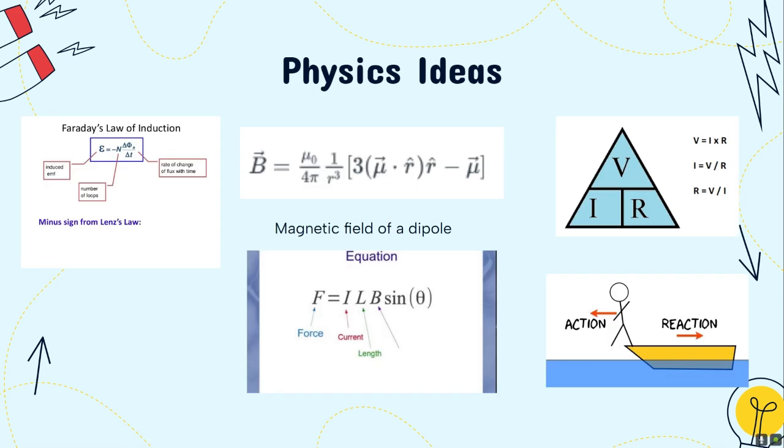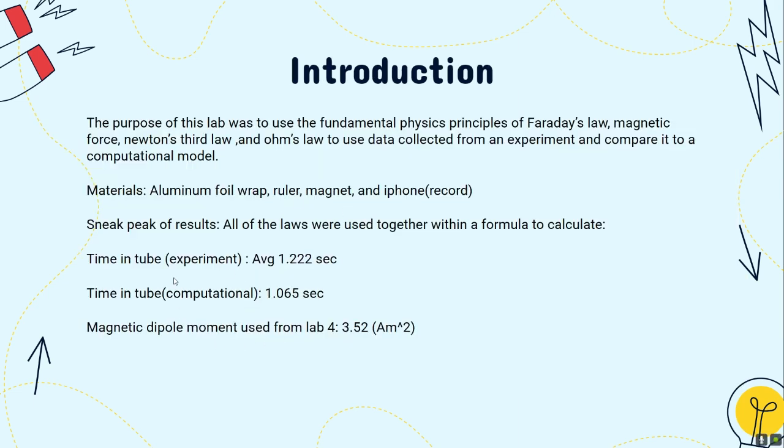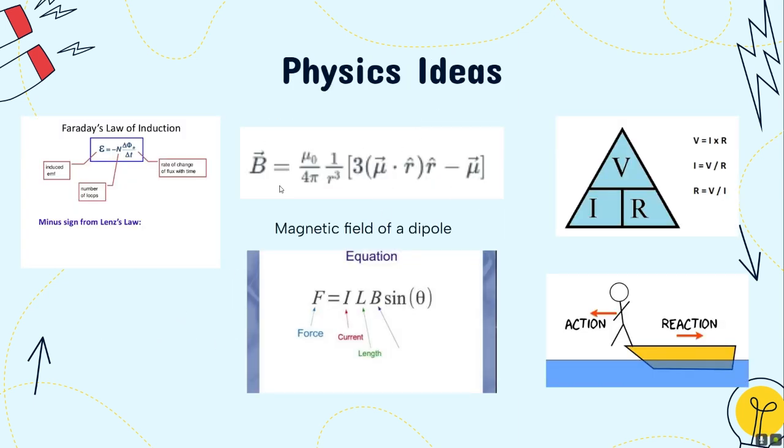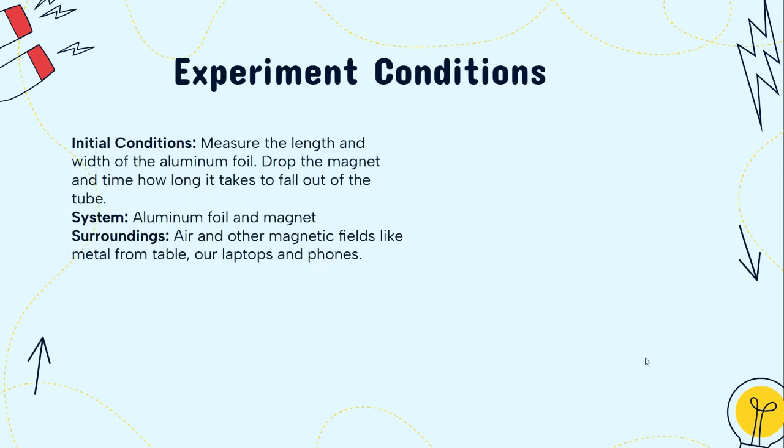Physics ideas. The main one is Faraday's law, which states that an induced EMF occurs when there's a change in magnetic flux over change in time. Then we use this equation of magnetic field calculated with the magnetic dipole moment from lab 4 to calculate the magnetic field, which is then used with this formula for magnetic force: current times length times magnetic field times sin theta. And this is Ohm's law, which states that voltage equals current times resistance, as we've seen before. And Newton's third law, which states that each force has an equal and opposite reaction.